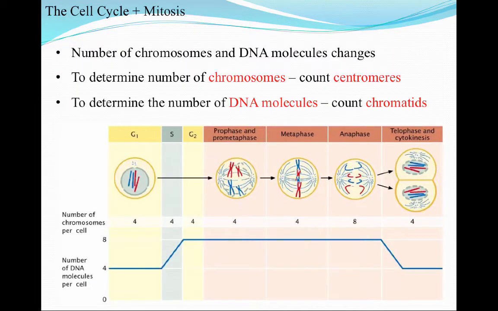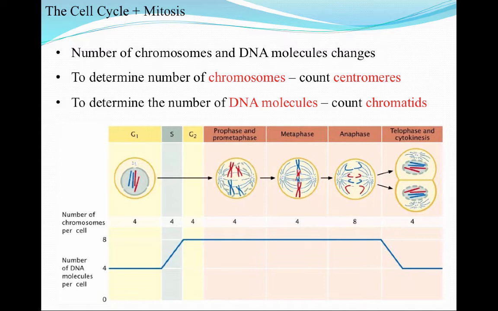So the cell cycle ends with the M phase, and the M phase can stand for either meiosis or mitosis. We're going to concentrate mostly on mitosis in this part of the lecture, and then we'll get into the differences with meiosis a little bit later. The number of chromosomes as well as DNA molecules is going to change during the cell cycle and the mitotic process. So you really have to have a good idea of how many chromosomes should be present to identify what part of the cell cycle the cell is actually in.